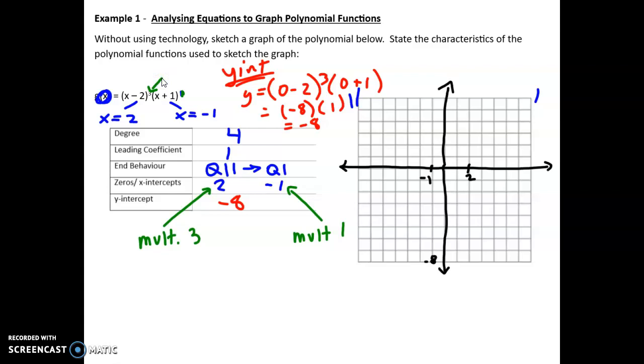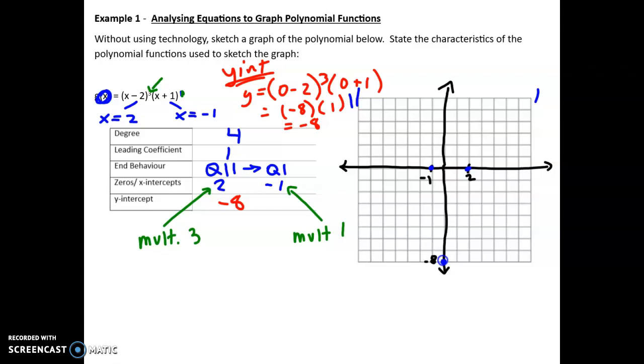Alright, so then it's time to make the graph. So when we're making the graph, we have to put all of our information on here first, and then we're going to go through and connect the dots. So I know my y-intercept is at -8, so I'm going to put a y-intercept at -8. I have x-intercepts at 2 and at -1, so I'm going to put those points on as well.